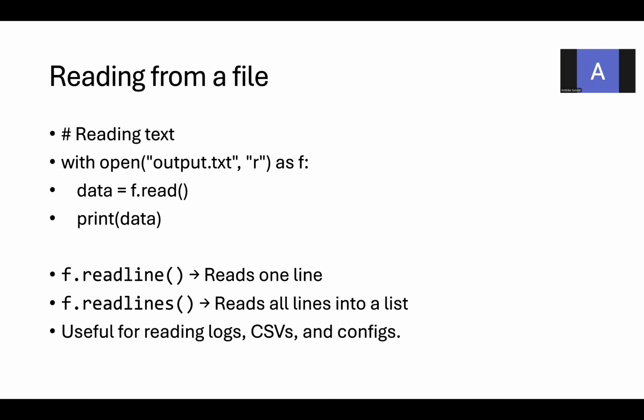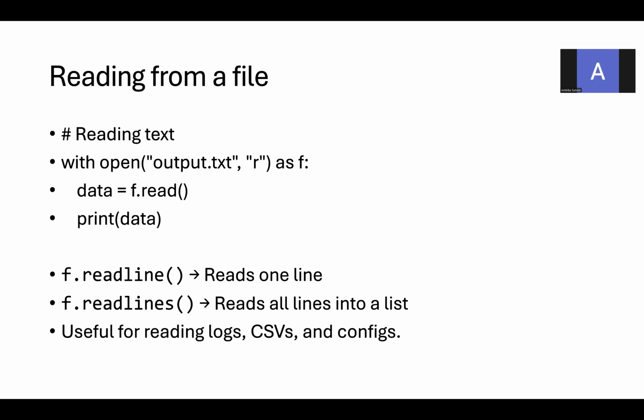So reading from file. So same with the with operation, you are going to open the file in the read mode and store it in the variable f. So in the data variable, I am going to read the content of the file and going to print the data. Using the f.read line, it is going to read only one line at a time. Using readlines, it is going to read multiple lines into a list. So useful for reading the logs, CSV files and configurations.